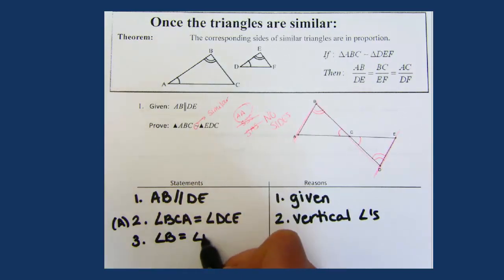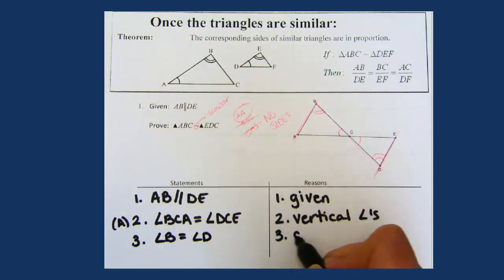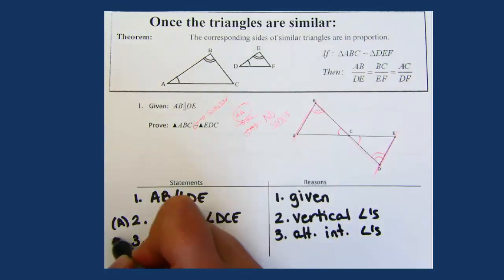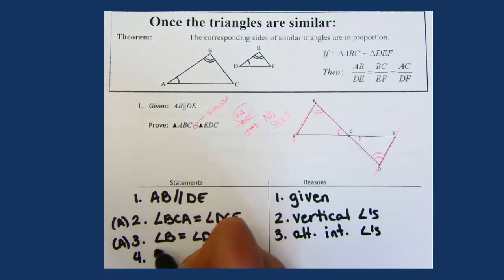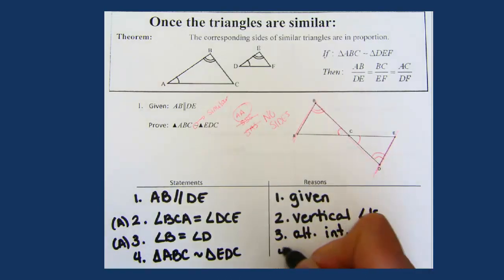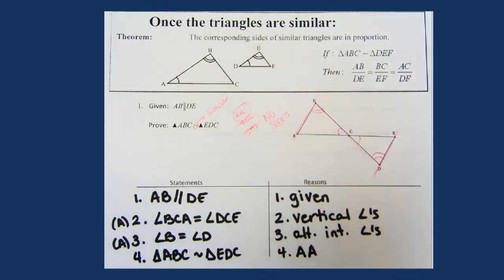Third thing we'll put in are our alternate interior angles, so we'll say angle B is equal to angle D, and again, those are alternate interior angles. And then that's enough to say that the triangles are similar, and the reason for that would be angle, angle.